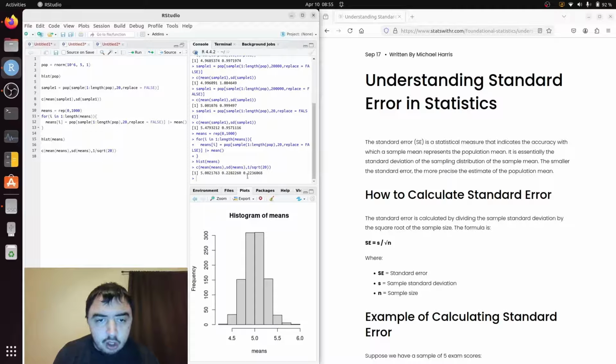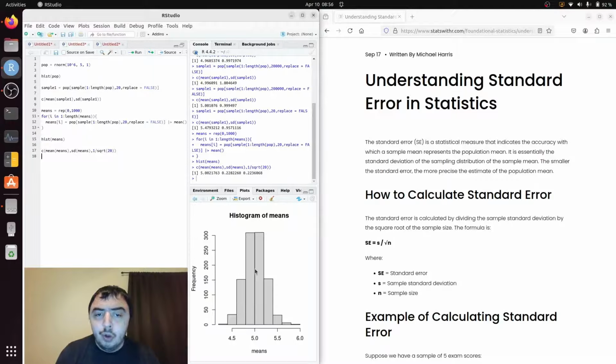And actually, I was wrong. That absurd standard deviation was 0.228, and the theoretical standard error would be 0.223. It's about the same.